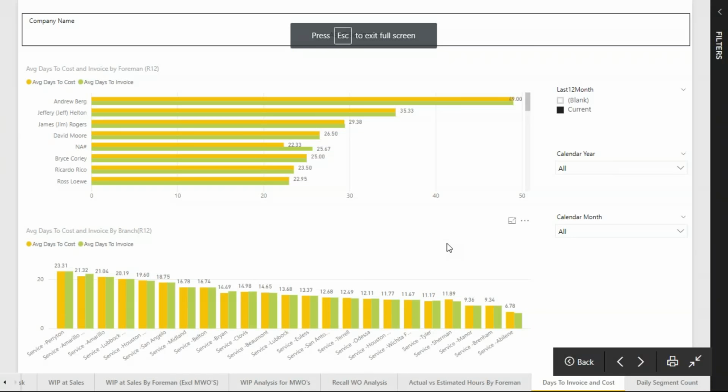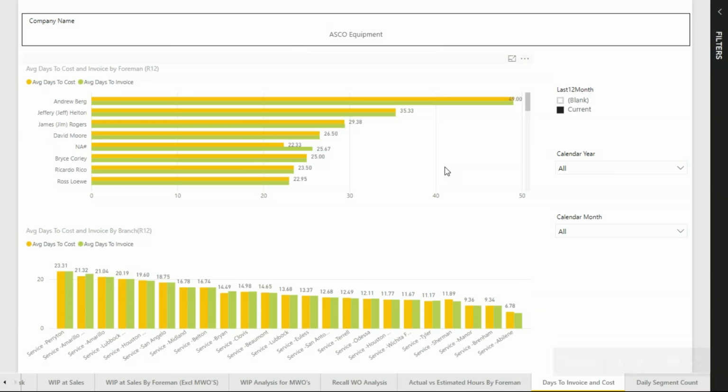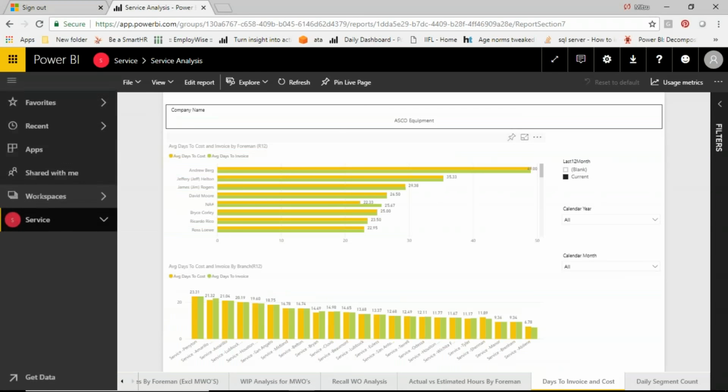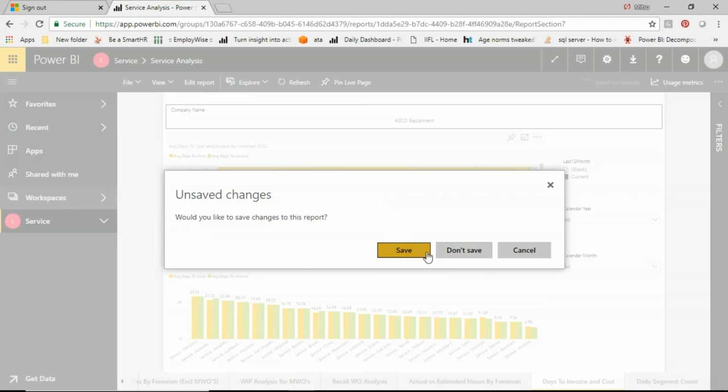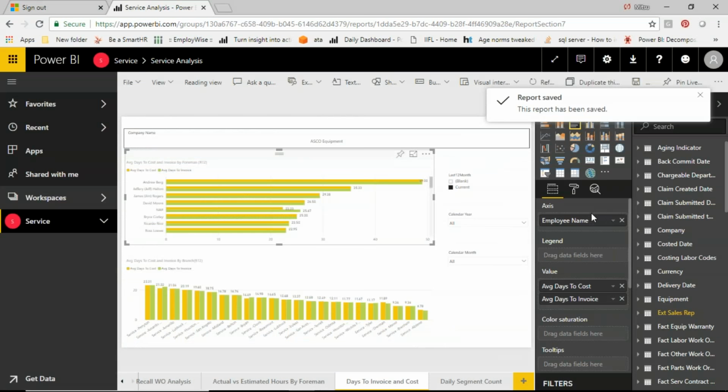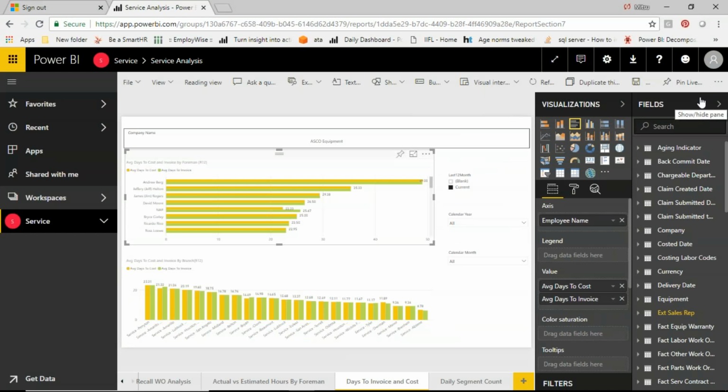And this is again a very popular one. This is essentially calculating the average number of days it takes to cost the work order after the last labor date. So from the last labor date to the costing, how much time does it take on average? Oh, wow. And is your invoicing costing the same process, or is it a two-step process? Same process. Yeah. So let me just make sure.